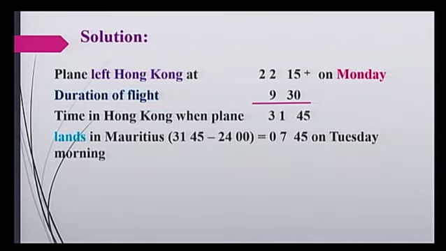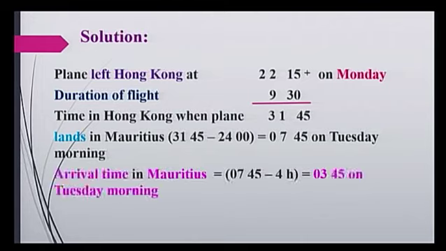I subtract 24 hours and we can see that it will be 7:45 when the plane will land in Mauritius on Tuesday morning. But this is the time in Hong Kong. So now to find the arrival time in Mauritius, I have to subtract 4 hours. So it's going to be 7:45 minus 4, which gives me 3:45 on Tuesday morning.